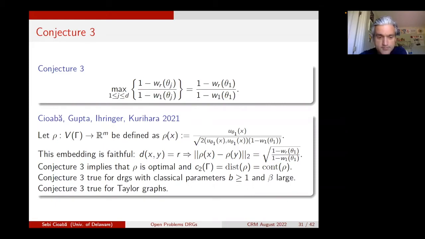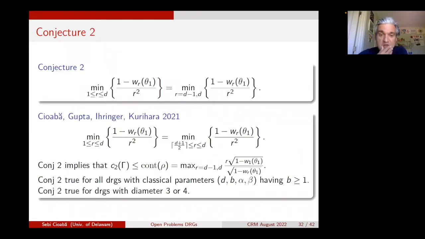And then conjecture 2, again, this is about the distances. The most contracted pair should be the one from distance d-1 and d. And we could prove that this minimum is attained in the second half of the sequence from 1 to d.